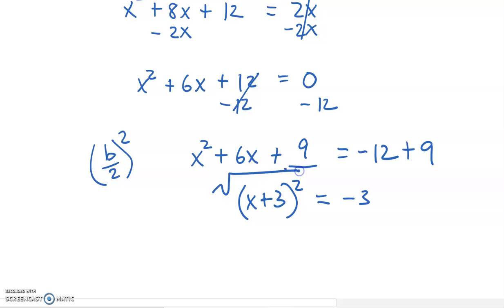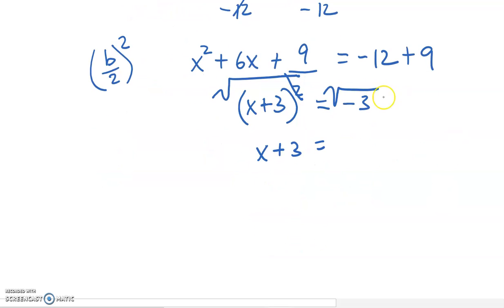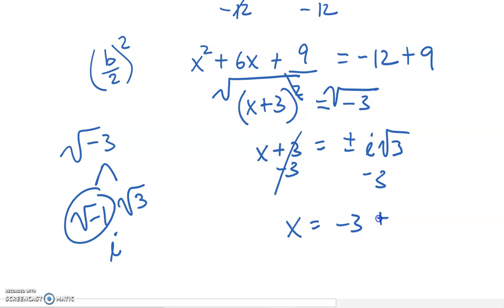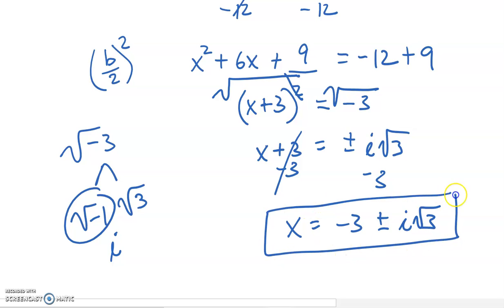Now I'm going to square root both sides, and that cancels that. So that gives me x plus 3 equals, and then you can see I have the square root of a negative again, right? So square root of negative 3 is just the square root of negative 1 times the square root of positive 3, and that's just i. So this gives me plus or minus i rad 3. And then I just need to subtract 3 from both sides, and I'm good. So I have x equals negative 3 plus or minus i times the square root of 3. And that's our solution there.